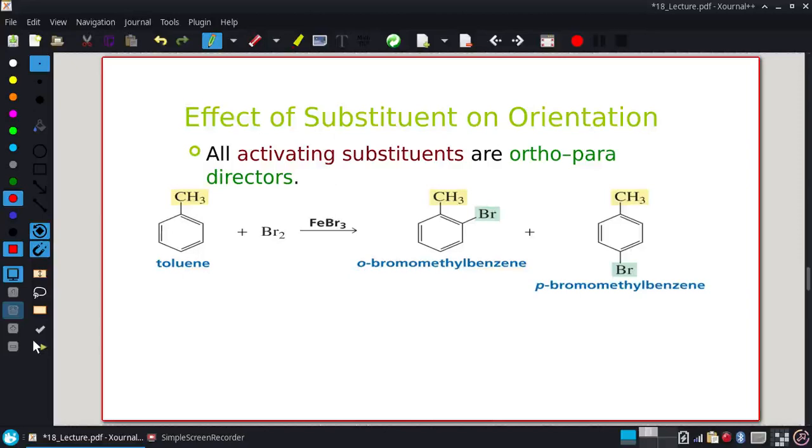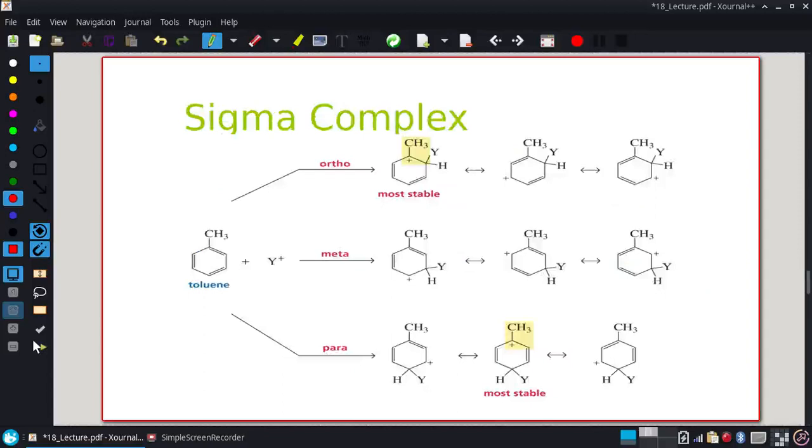Alright, the reason for that is we can actually see what's going on if we look at our resonance structures. When we have that attack in the ortho position, so it goes on right there, that causes this double bond to move up, creating a cation. This will move around, create another cation. This will move around, create another cation. But this one right here is a heck of a lot more stable because it's actually a tertiary cation.